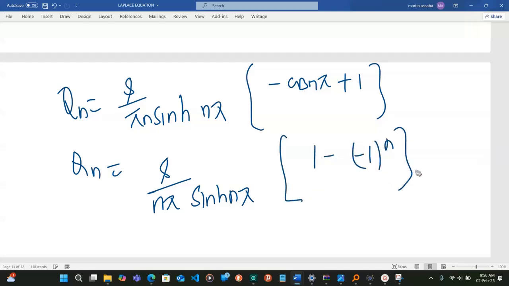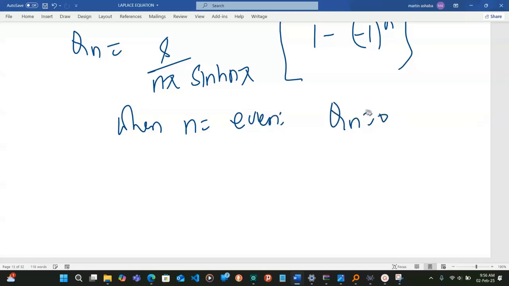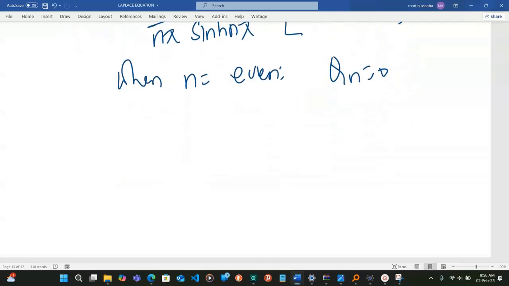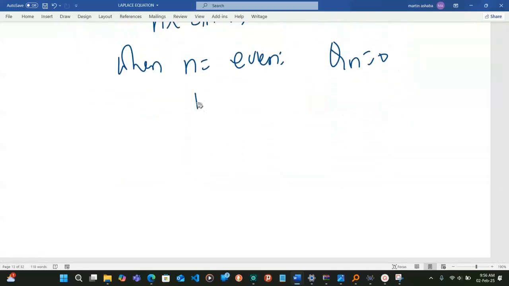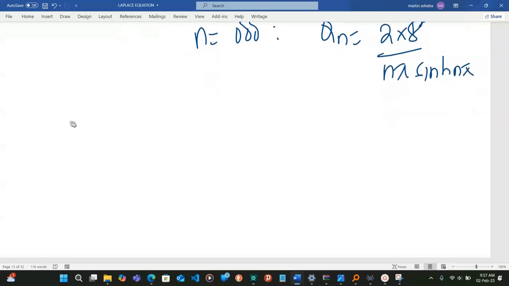Remember that when n is even, then 2n will become 0, because this is going to be 1, then 1 minus 1 becomes 0, times this, it becomes 0. And when n is equal to an odd number, then 2n will be 2 times 8 divided by n pi hyperbolic sine n pi. So finally, 2n is 16 out of n pi hyperbolic sine n pi.